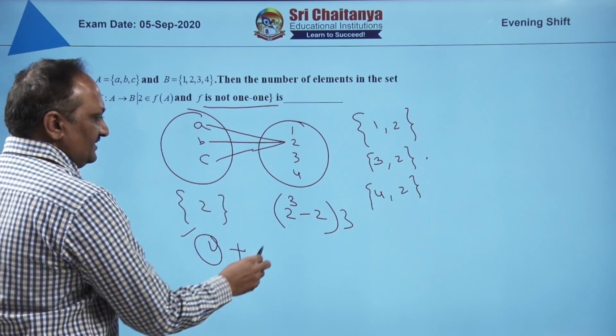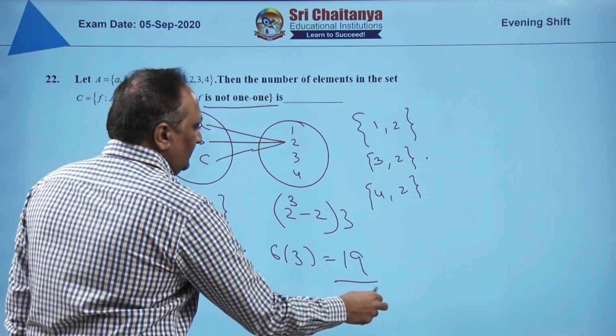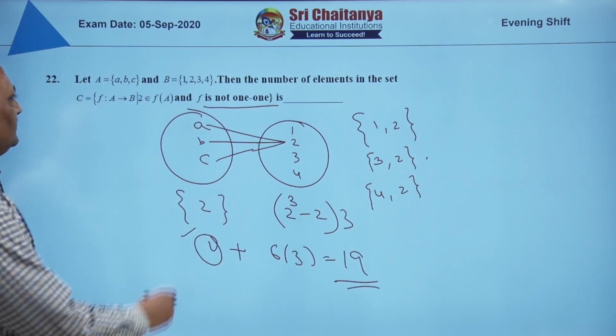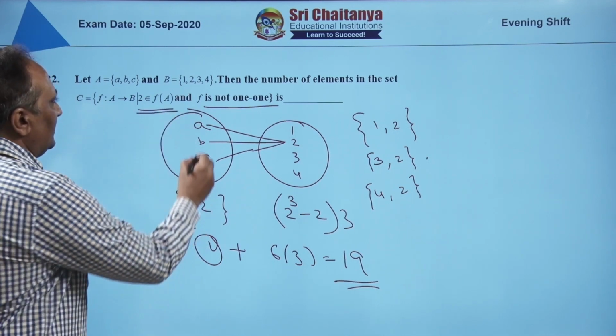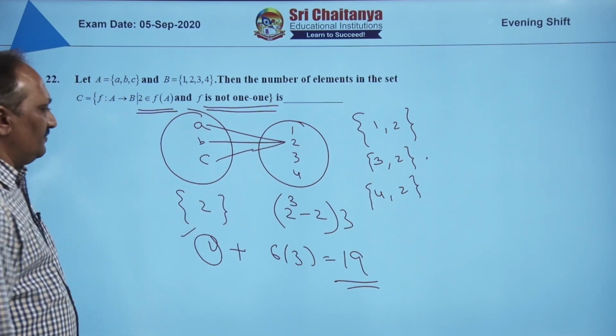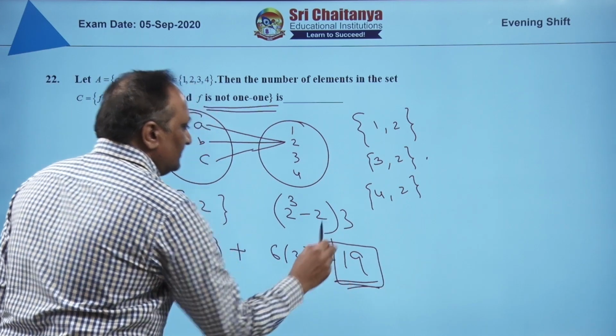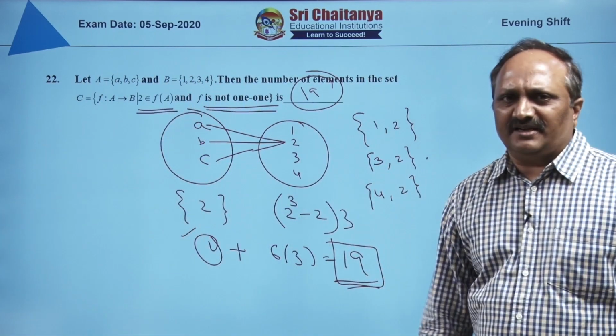So, 1 plus this is 8 minus 2, 6 into 3. Total 19 functions are possible, in which f of A is always 2 and it is not 1, 1. If you consider 3 elements, the function will be 1, 1, it is not possible. Only possible answer is 19. So, for this question the answer is nothing but 19, a numerical answer.